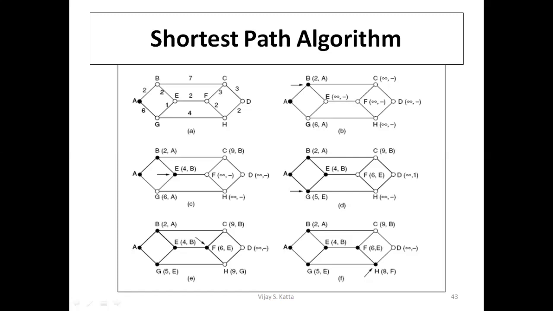So A, B, E, F, similar pattern. From F, we will update the weight of its nearest routers, that is C and H. So their weights will be 9B and 8F. From the available paths, between 9B and 8F, 8 is the shortest one, so the packet will transfer to H, and similarly after that, the packet will go to D. So this is one example, one technique, of the shortest path algorithm.